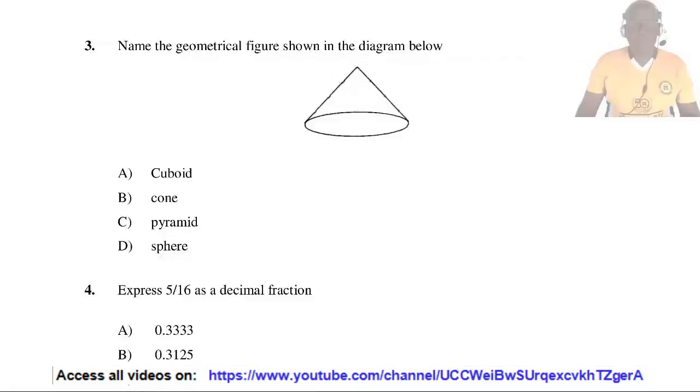Question 3. Name the geometrical figure shown in the diagram below. The answer is B, cone.